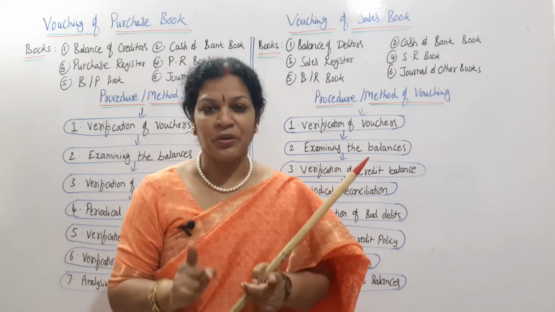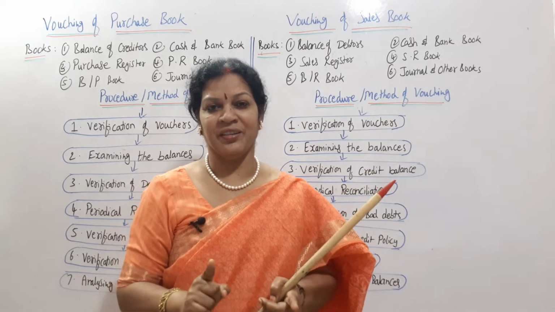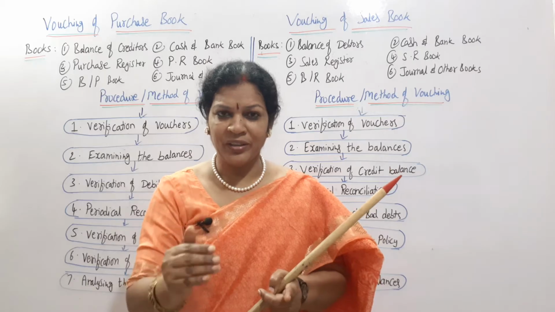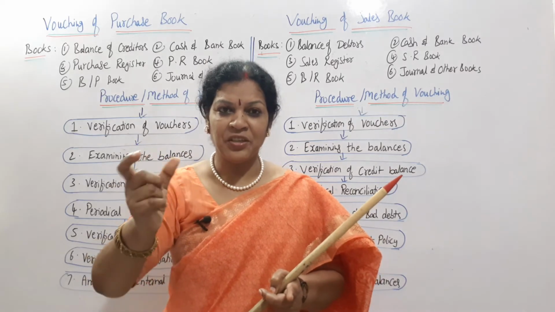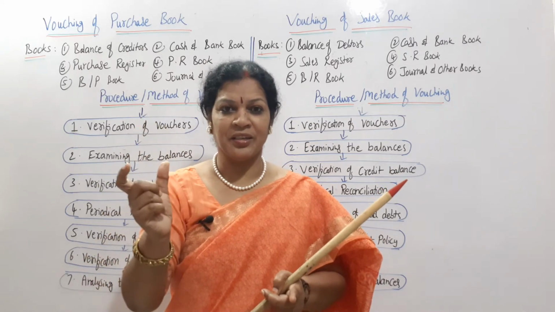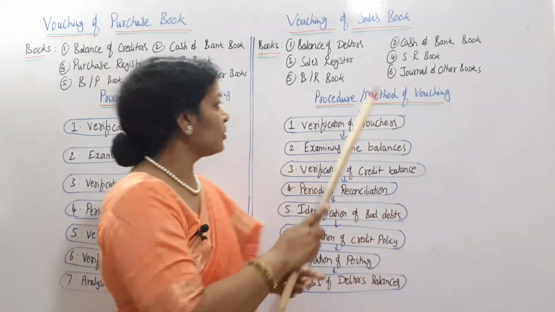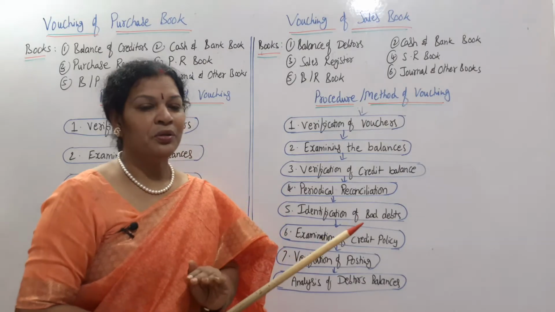So that book you have to verify: how many sales we have done. Then once you verify that book, you match it with the creditors. How many creditors are there? Is it matching with this or not? So that is the sales register we are going to verify.